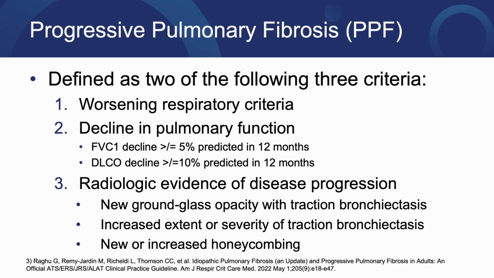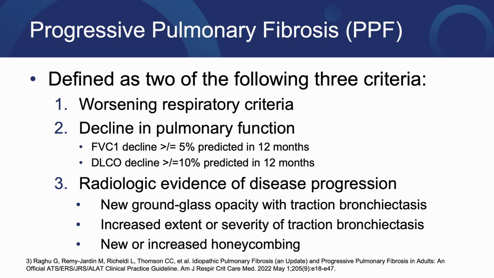So, progressive pulmonary fibrosis. This PPF is where a lot of the research has gone over the last several years. How we define PPF, progressive pulmonary fibrosis, and this could be any underlying interstitial lung disease, okay? Hypersensitivity pneumonitis can develop into a fibrotic phenotype. NSIP can progress into a fibrotic phenotype that can be progressive. IPF is generally progressive.